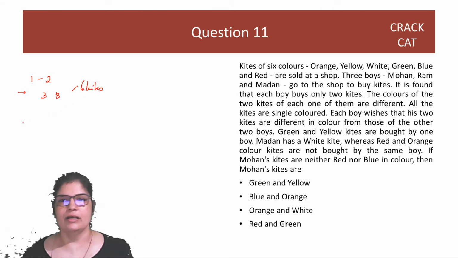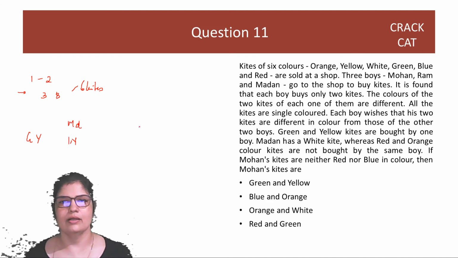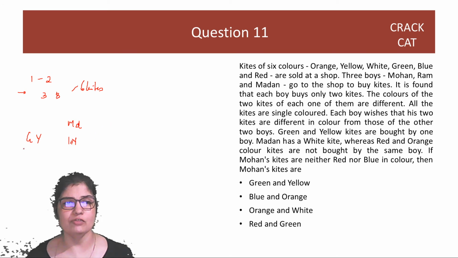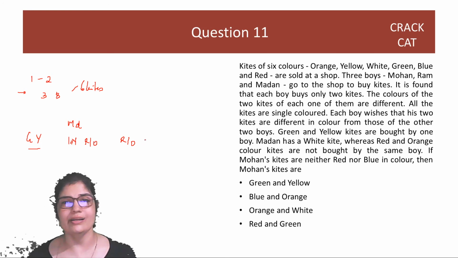Okay. Now green and yellow is bought together by one boy. Madan has a white kite. Okay. And red and orange are not bought by the same boy. So that is fixed, these two are together, so red and orange cannot come here. That means one out of red and orange will come here and the other out of red and orange will go to the other boy. And the only color left now is blue. So blue will also come here to the other boy.